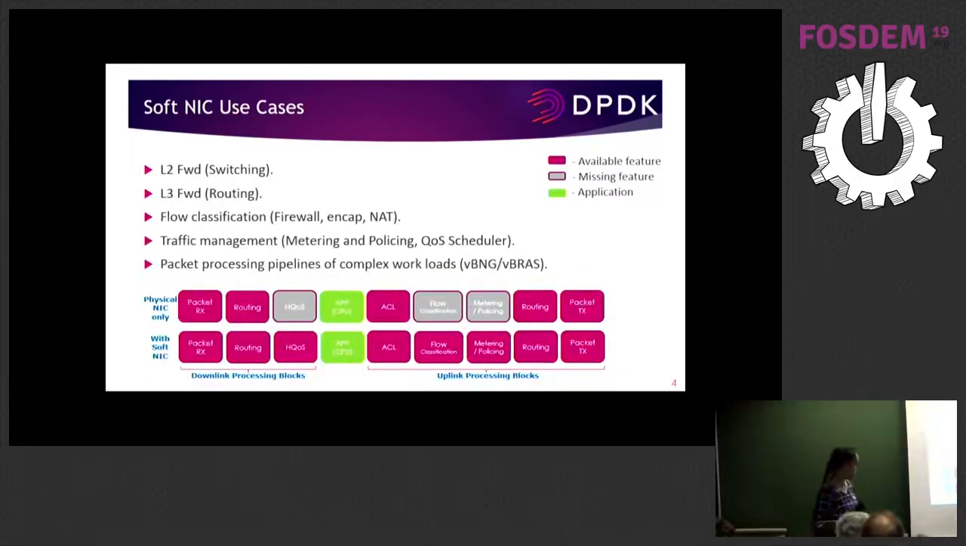If we take the first picture, let's say the physical NIC, we have certain color markings there. The orange will be available features that are available in the physical NIC, and the gray would be missing features that are not there in the physical NIC, and the green will be application. So with SoftNIC, whatever is missing, you can implement using SoftNIC, and you can load them on a particular host where you would like to run them and be in the middle of them. So that's how you can achieve the missing features with the SoftNIC.